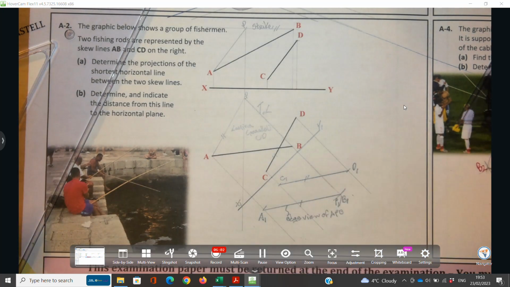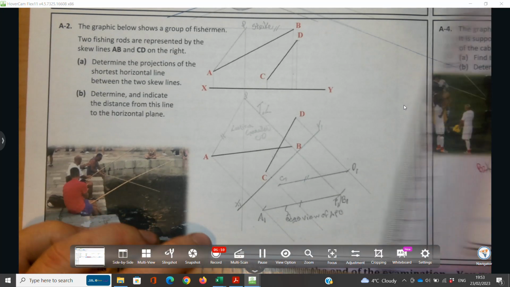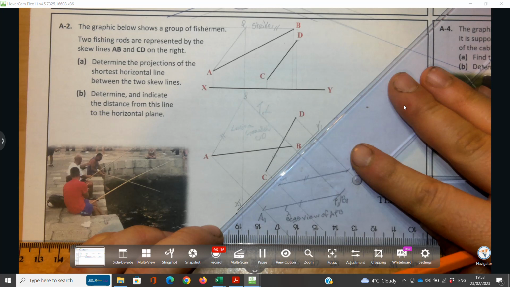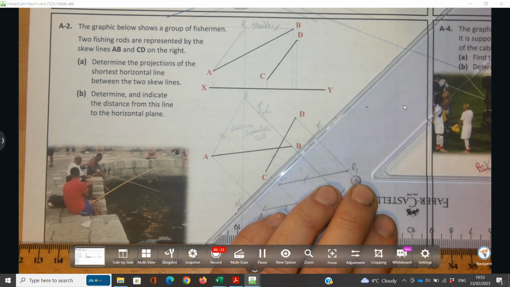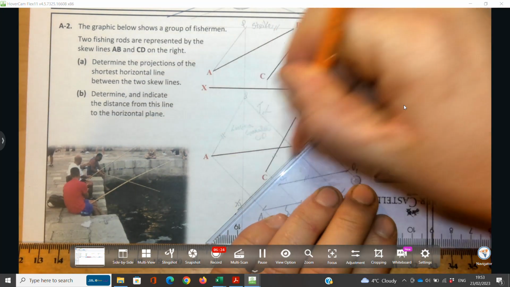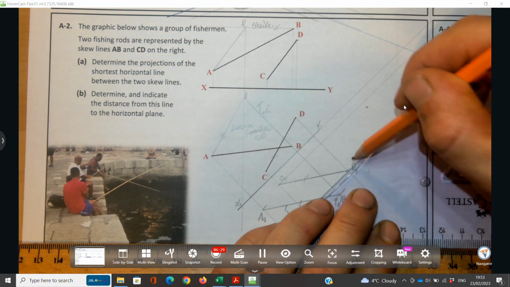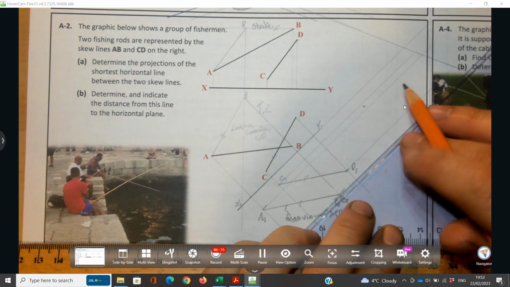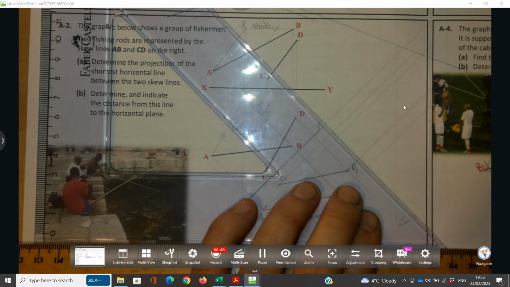Now to get the horizontal distance, we have to look along the X1, Y1 line. If you were asked to find the shortest distance, you'd look perpendicular to the two skewed lines. Now I'm going to project along my X1, Y1 line. So I'm going to project my points C, D, A, B, and I'm going to draw in my X2, Y2 line.